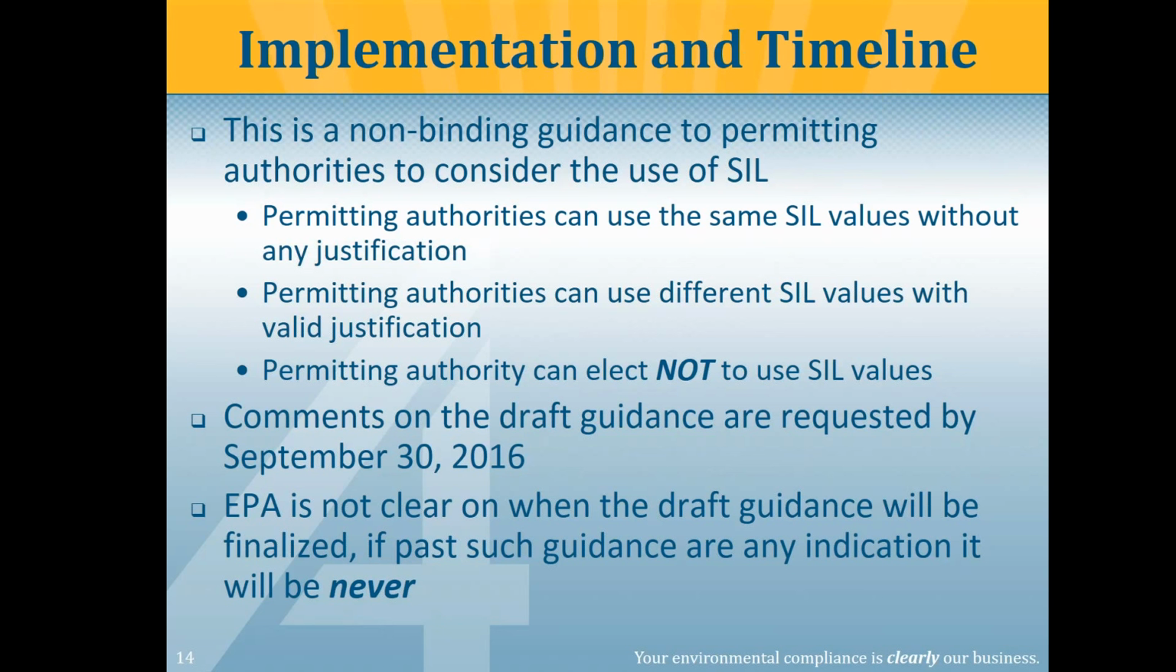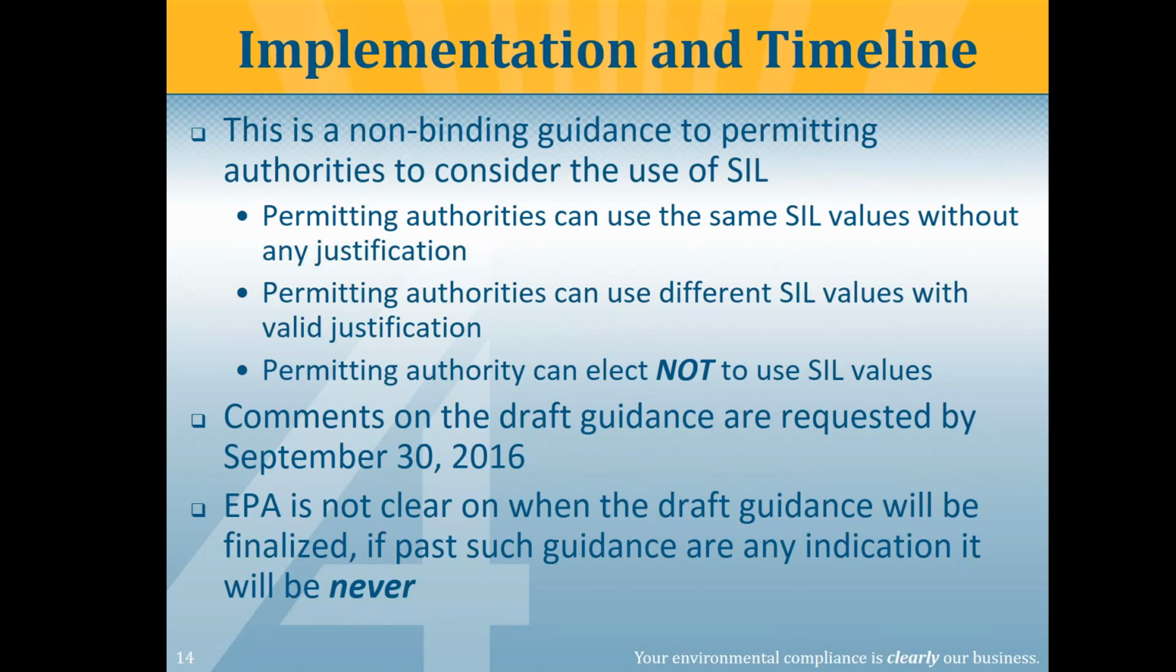However, if permitting authorities want, they can take this guidance and derive their own SIL values, and in that case they will have to provide additional justification. They also give permitting authorities a third option: they can elect not to use the SIL values at all, and the state can keep the status quo. EPA will entertain comments on this draft guidance until September 30th. However, since this is not a rulemaking, and this is a draft guidance on which EPA is asking for comments, it's not clear what the timeline of a final guidance being released will be. If past guidances are any indication, I can bet my money that there won't be a final guidance coming anytime soon. We are still using many draft guidances from the past.